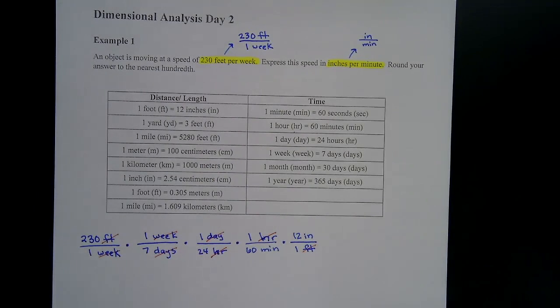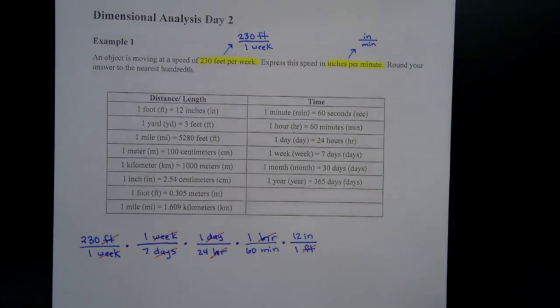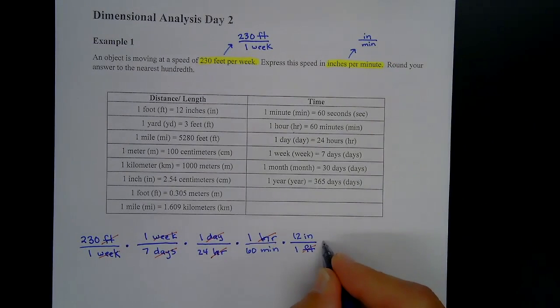And what are the units that I have out of this? Well, if I were to multiply all this way across, the top would be inches. And if I multiplied all of these together, the bottom would be minutes. And I'd have inches per minute. So now it's a matter of putting this into our calculator.